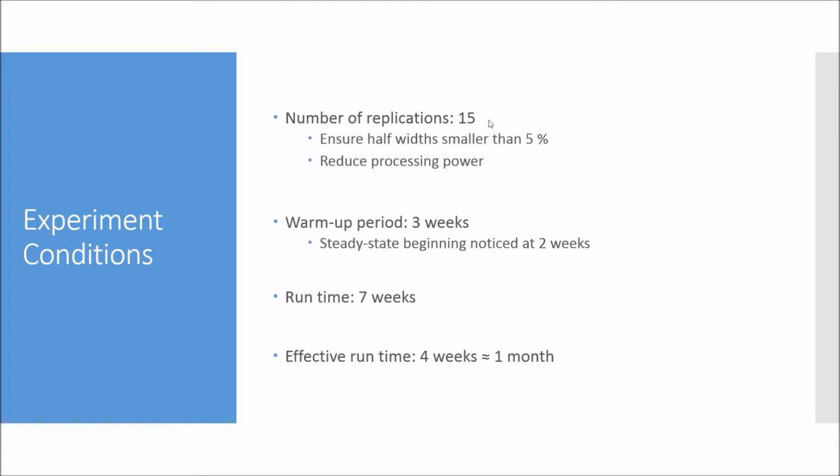So what we decided for the experiment conditions was to use 15 replications per scenario. We also wanted to use this amount of replications in order to ensure a half width of smaller than 5% and to reduce the processing power needed to run the simulation. Since we noticed that the steady state began around 2 weeks, we used a warm-up period of 3 weeks and a complete runtime of 7 weeks. In this way, we would have an effective runtime of 4 weeks, or approximately 1 month.